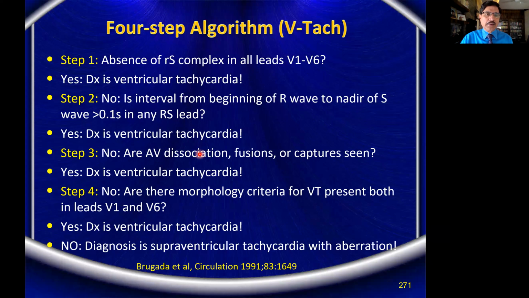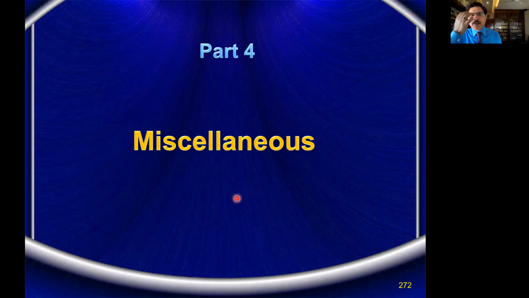Ventricular tachycardia. If it is not there, are AV dissociation, fusion, capture beats seen? Are there morphological criteria for ventricular tachycardia present both in leads V1 and V2? If any one of these steps is positive, then it is a case of ventricular tachycardia. So here, we stop.